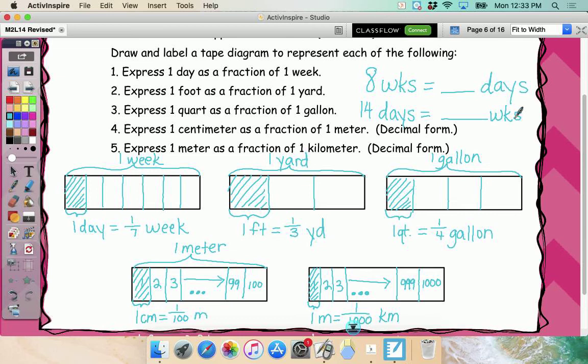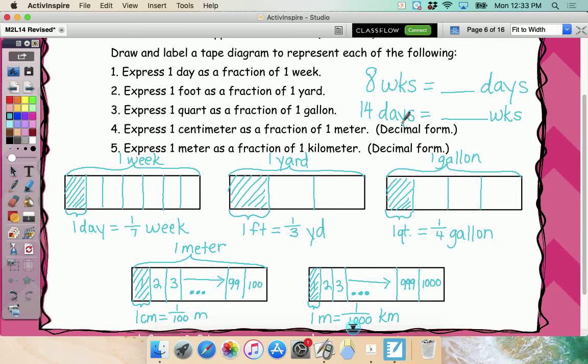Okay, so one answer is going to be a lot larger than the other one. One answer is going to be a lot smaller than the other one. What else is different? Kaden? We went from weeks to days to weeks. So we flip-flopped our labels, didn't we? And we're starting with the smaller unit of measurement.